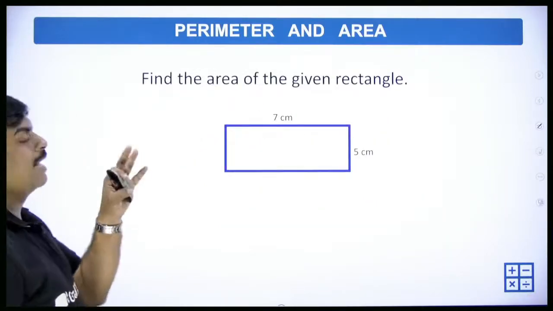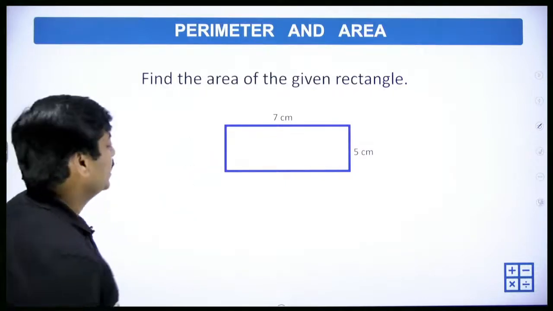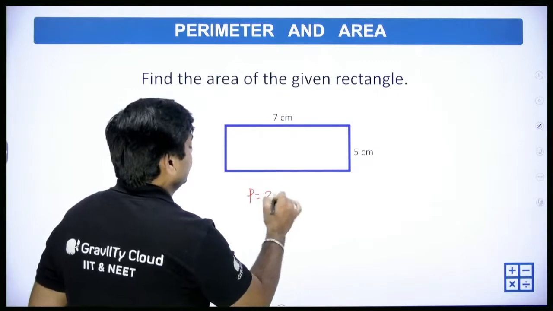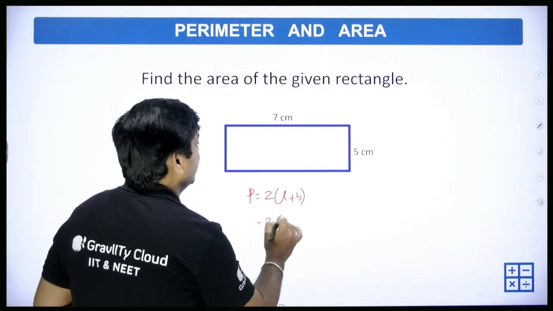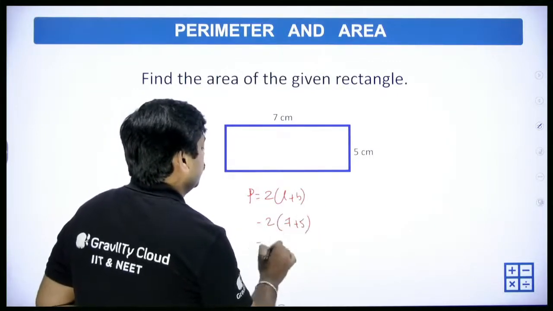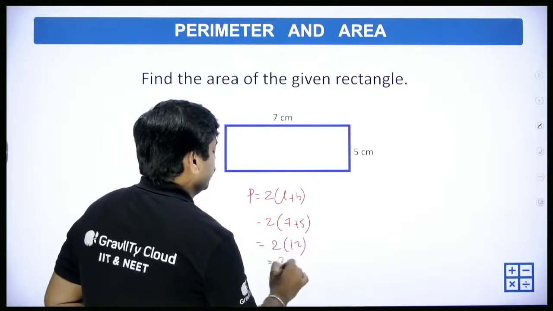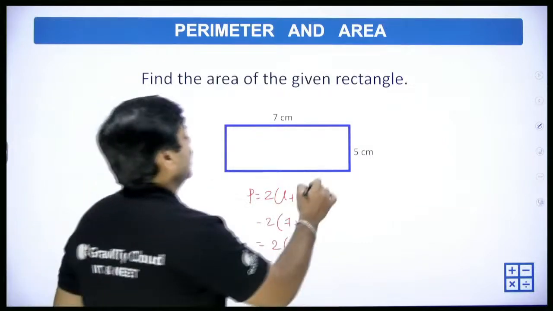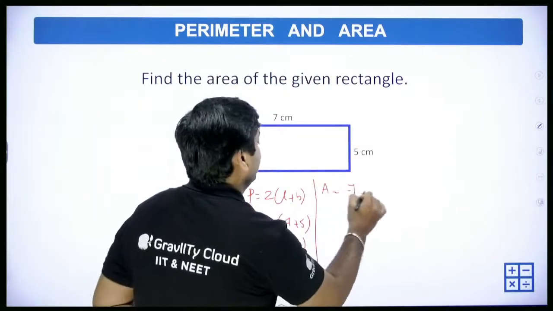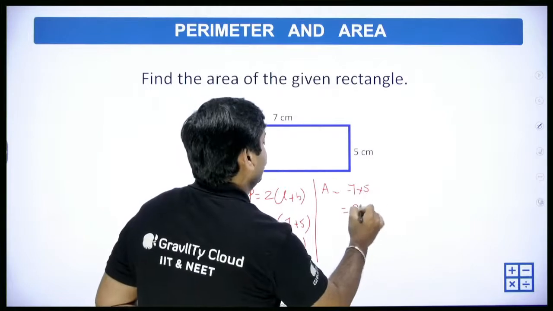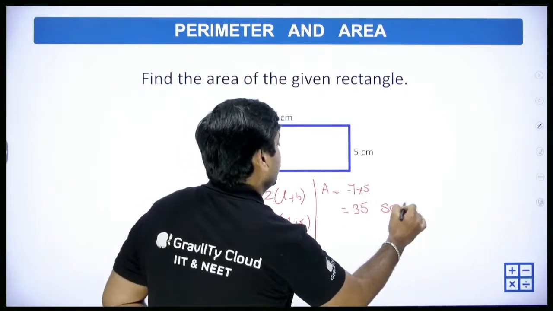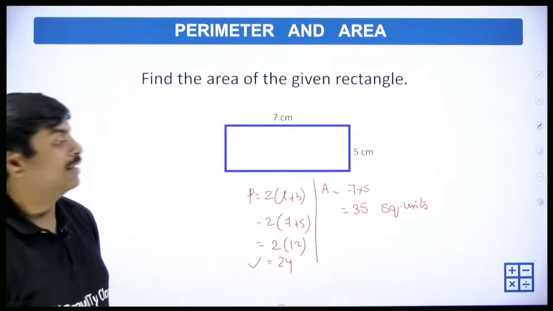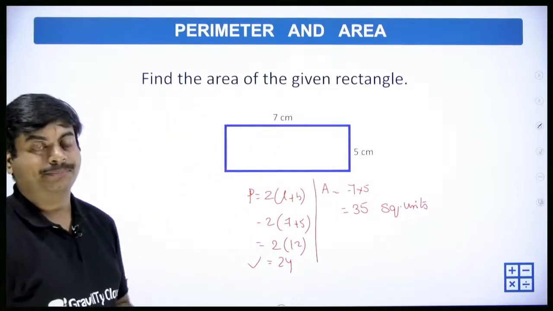Find the area of the given rectangle. If you go for perimeter, it's 2 times (length plus breadth). So 2 times (7 plus 5), 7 plus 5 is 12, that is 24. The perimeter is 24. But now we need to find the area, right? So area is length into breadth. 7 into 5 is 35 square units.